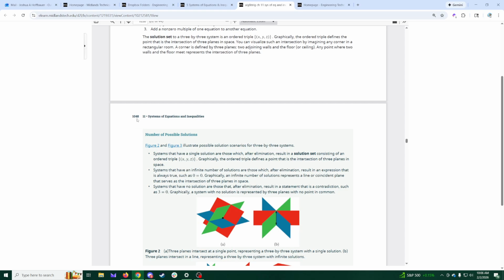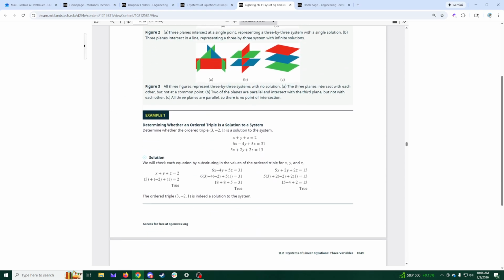Right now I'm on page 1048 if you're following along. And ordered triples are just like ordered pairs. It's just there's a third letter in there for x and then y and then z. And so to check if this ordered triple is a solution to this system of 3 equations, you would plug in these values for x, y, and z into each and see if you get true responses.